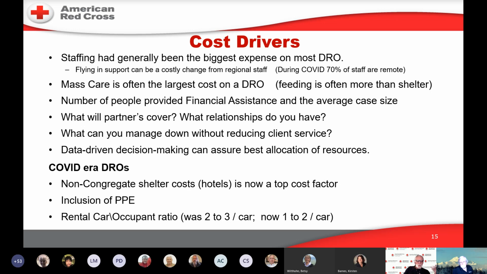Okay. Some of the adjustments for the COVID era, I've already mentioned. Non-congregate shelters, hotels, are now one of our top cost factors in operations where hotels are used. The operations are slightly higher cost for the same level of people displaced. So instead of having our staff fly out, we're providing hotels to the people displaced.